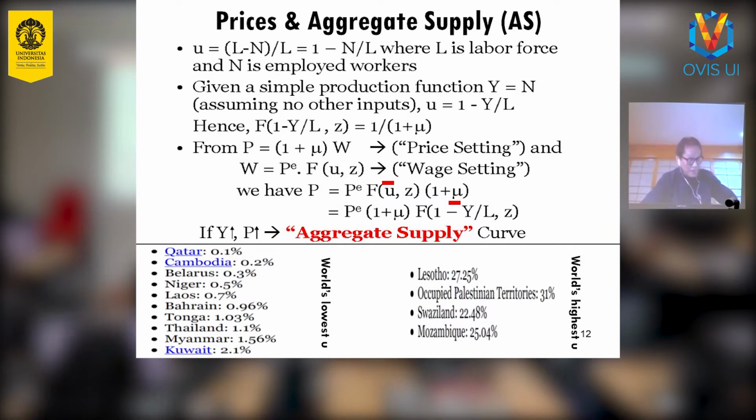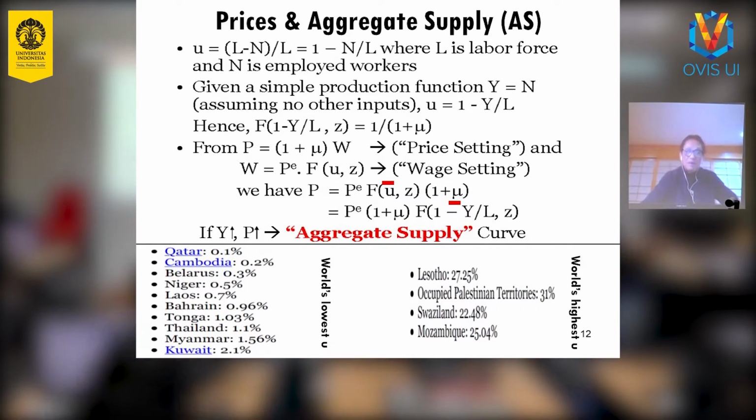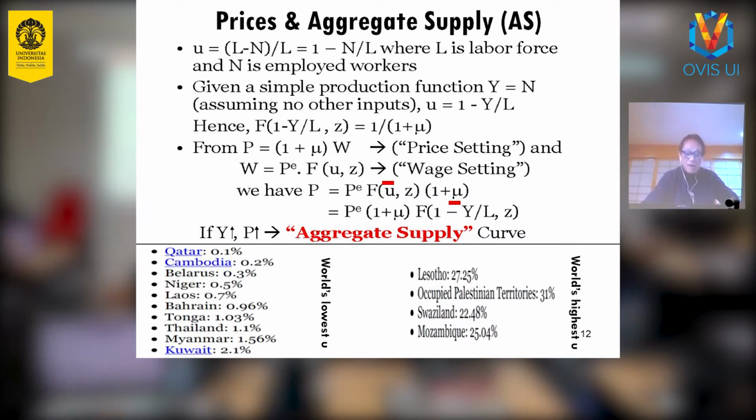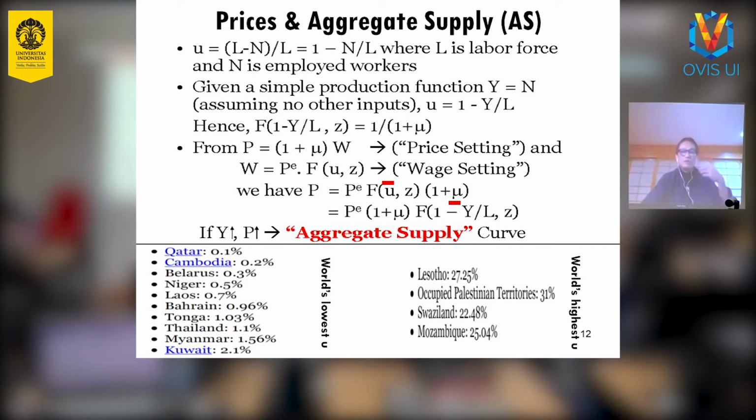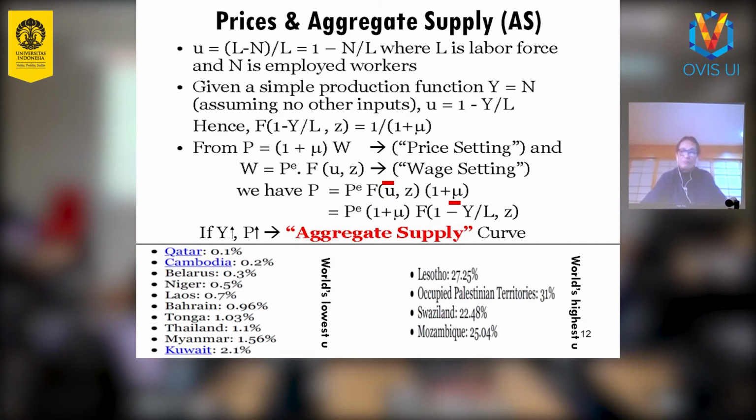So now the level of price equals the expected price times 1 plus the markup times a function of, remember this is U, but now 1 minus Y over L, and the institutional factor C. So this is the key equation. Why? Because it is this equation that led to the formation of the aggregate supply curve, counterpart of the aggregate demand curve, which we discussed the last 2 weeks.